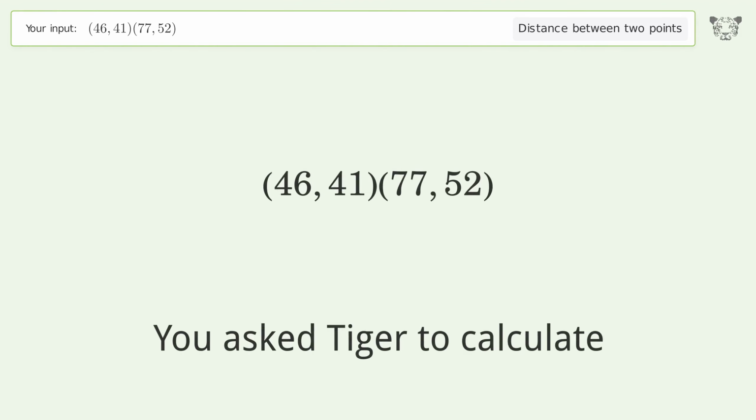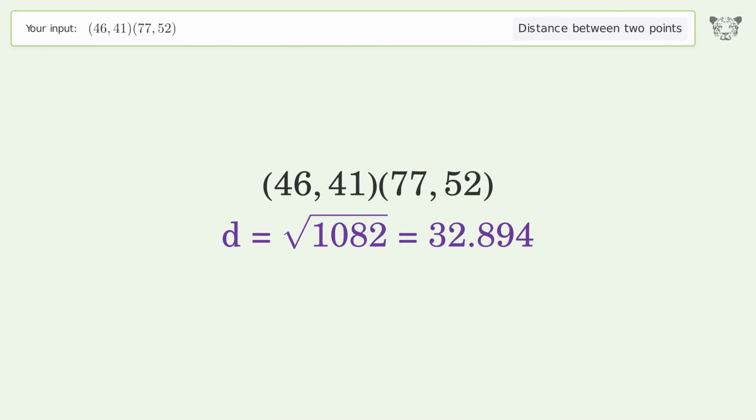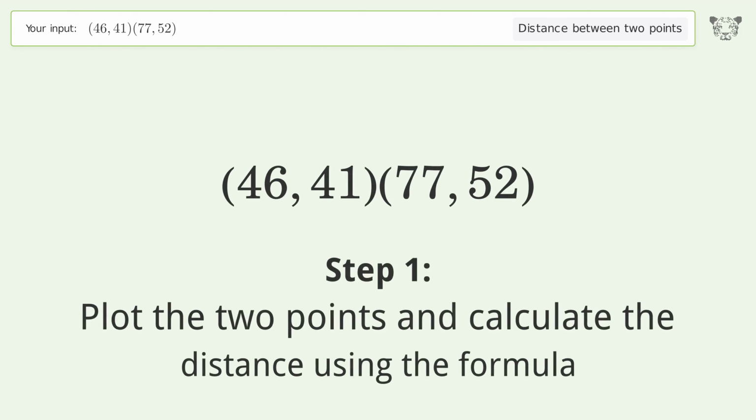You ask Tiger to calculate. This deals with the distance between 2 points. The distance between the 2 points is the square root of 1082, or 32.894. Let's solve it step by step. Plot the 2 points and calculate the distance using the formula.